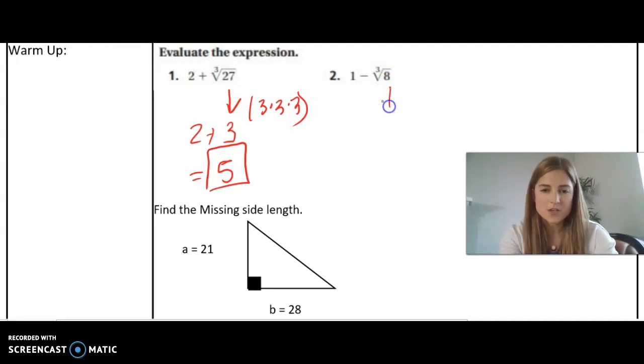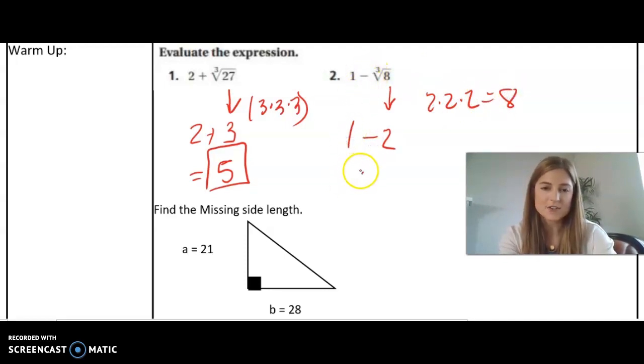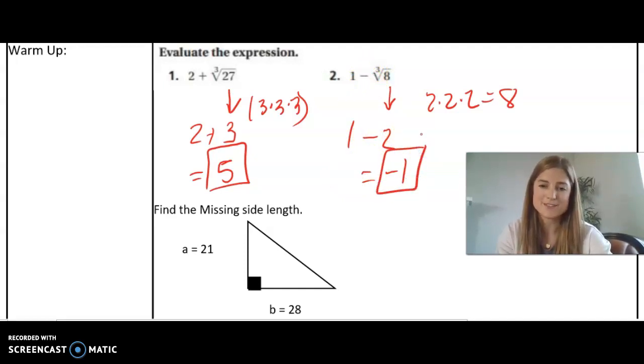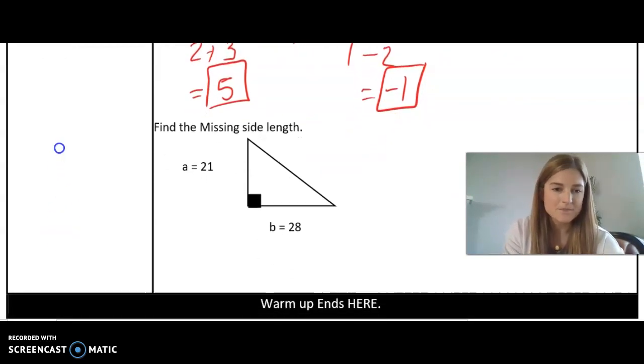Moving on to number 2. I need to know the cube root of 8. And off the top of my head, I know that that's 2 because 2 times 2 times 2 equals 8. And then don't forget there's a negative sign on the outside and you're doing 1 minus 2 and that's negative 1. Final answer.